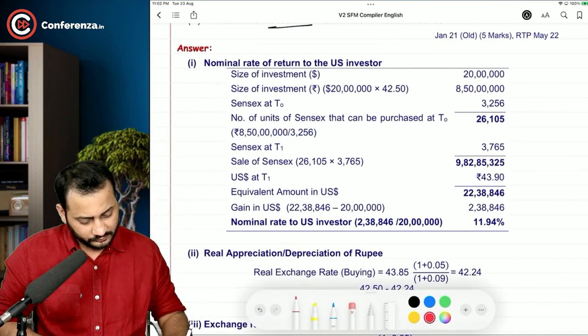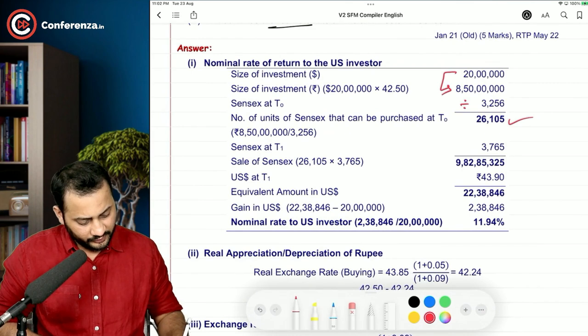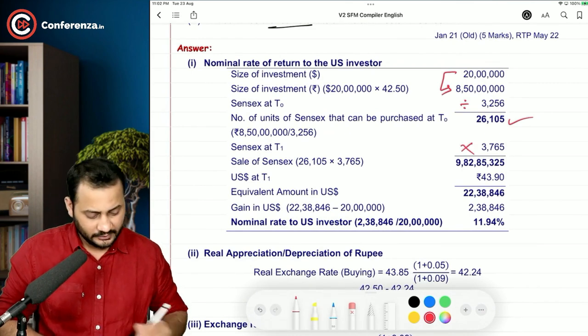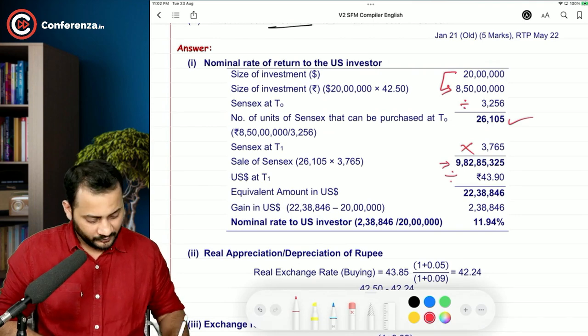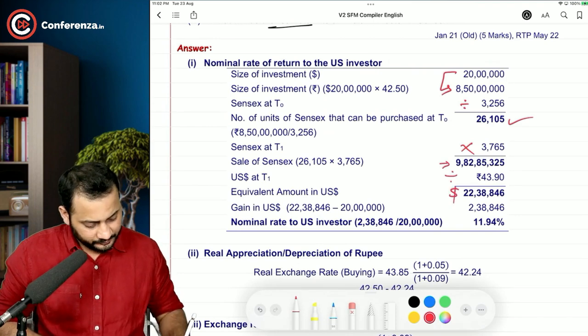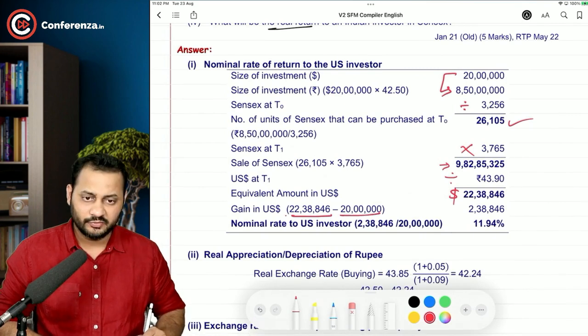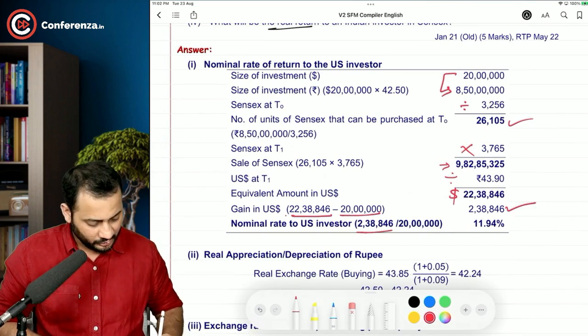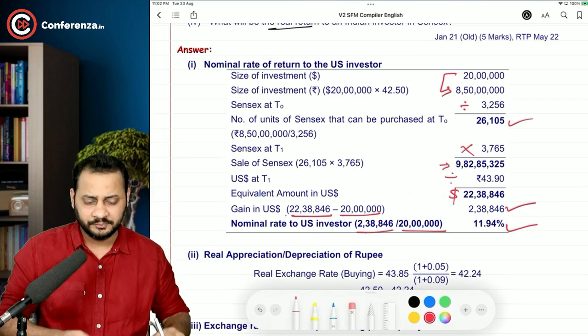See, 8.5 crore invested at 3256, 26,105 units multiplied by the current Sensex price. This was the amount that you sold at the current spot rate, and you received the dollar. So you received this much after a year, invested this much before a year. The gain is this much on 20 lakhs, that is 11.94% in the entire year.